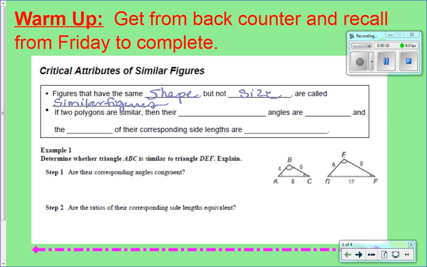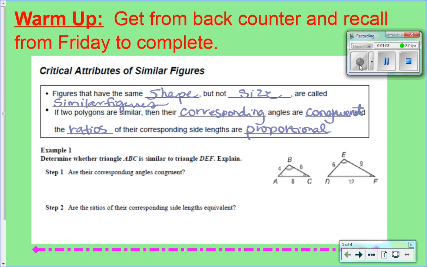Alright, if two polygons are similar, then their blank angles are blank. Good. Their corresponding angles are what? Congruent. Good. You need to know that. And the blank of their corresponding side lengths are, say that again, the ratios of their corresponding side lengths are proportional. Take one.